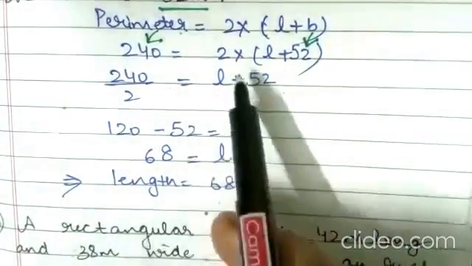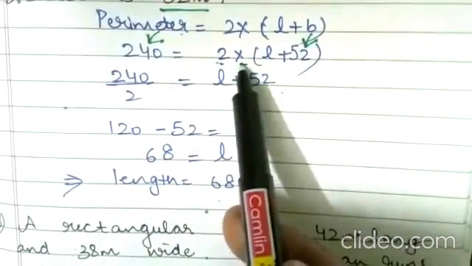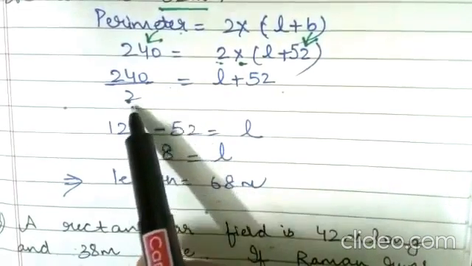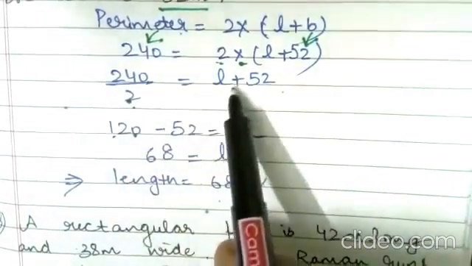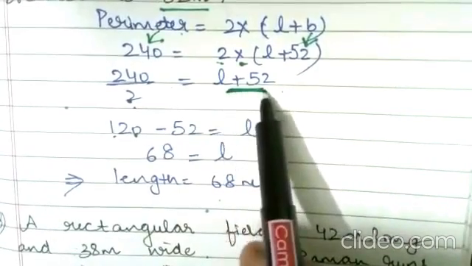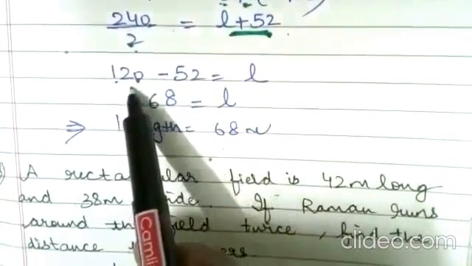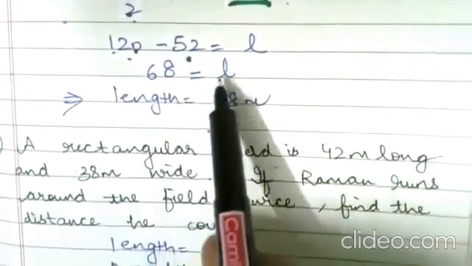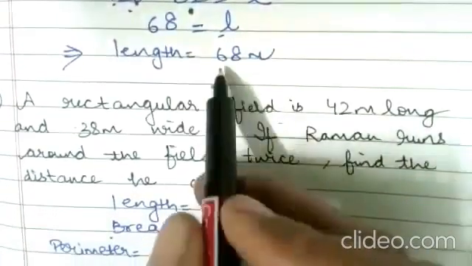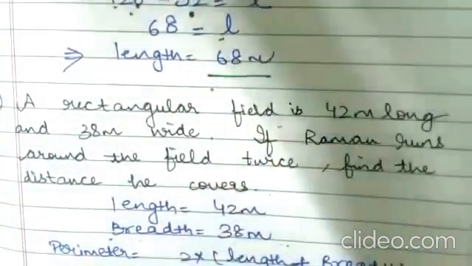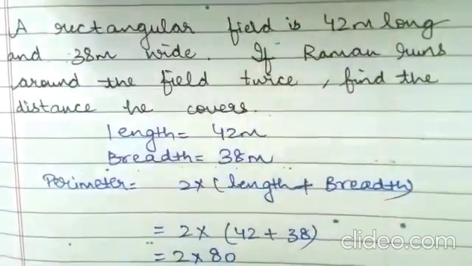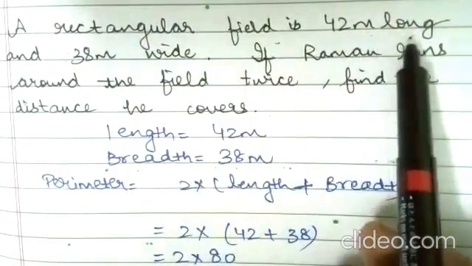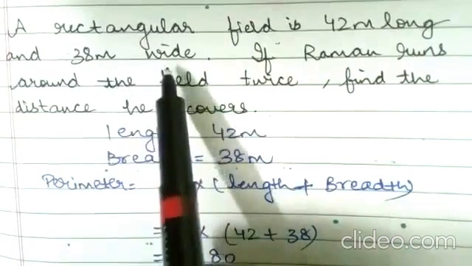Now what we have done, 2 is getting multiplied here. When it gets shifted, it will get divided. So we get 120. Now 52 is getting added here. So in the left hand side, it will get subtracted. So length we got, that is 68 meters. Clear children?